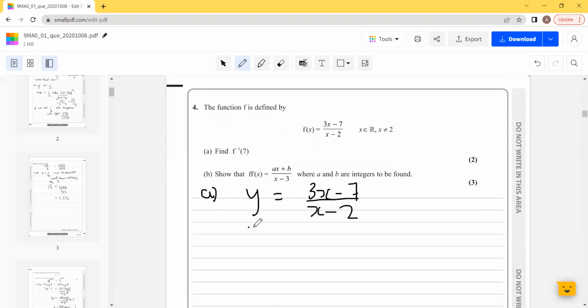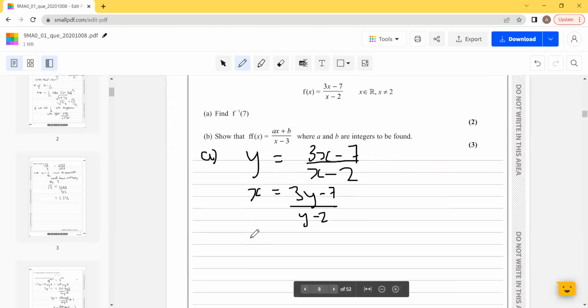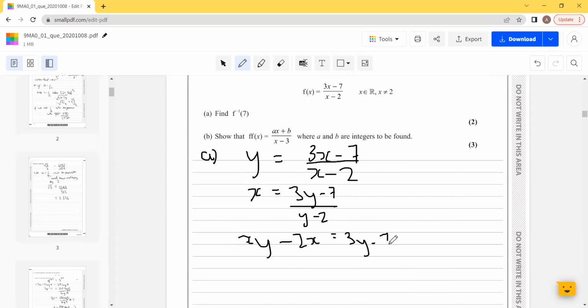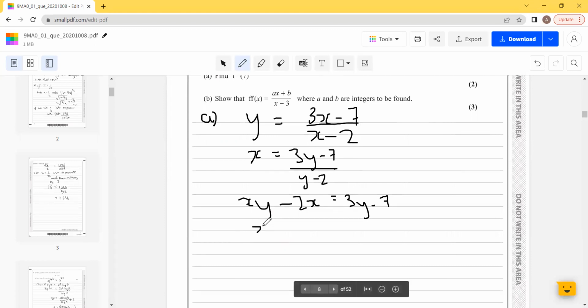Okay, so then we can swap x and y. So x is equal to 3y minus 7 over y minus 2. So if you multiply both sides by y minus 2, you get xy minus 2x is equal to 3y minus 7. So xy minus 3y is equal to 2x minus 7.